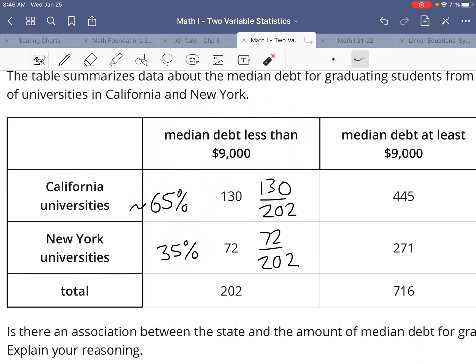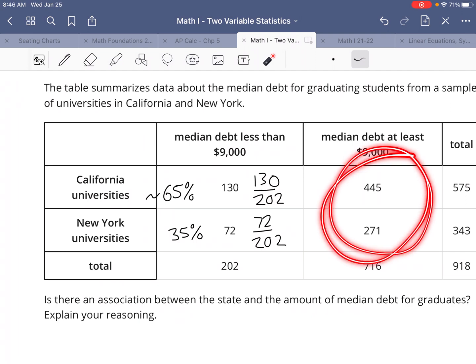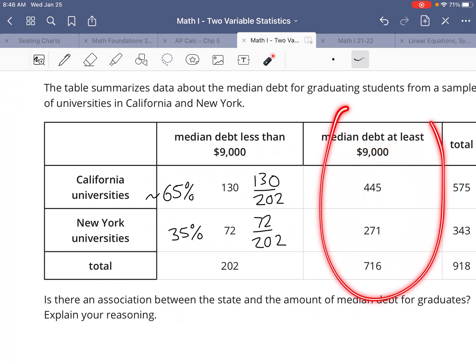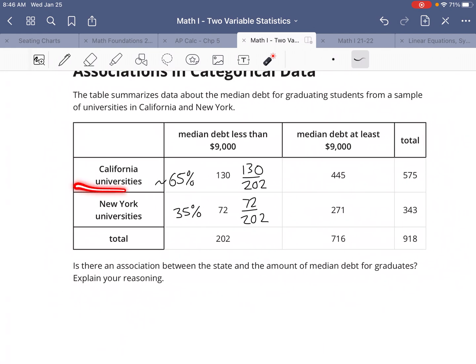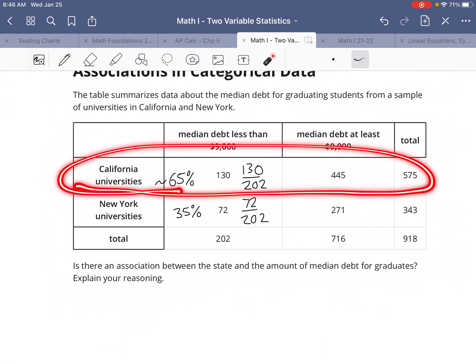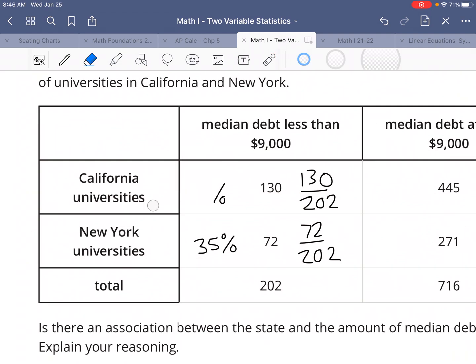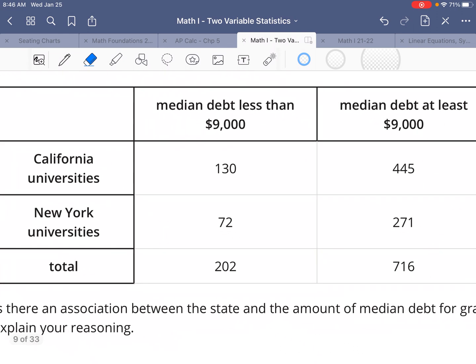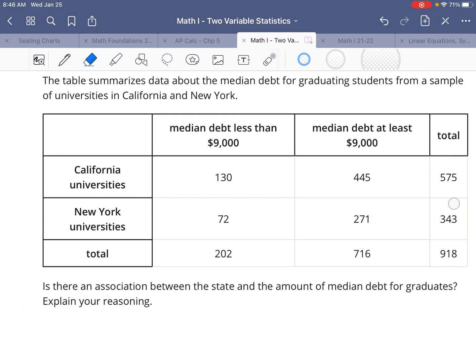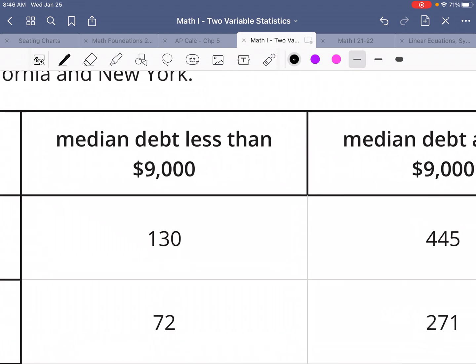What I would suggest then is do the same thing over here. Calculate for this column these percentages here. Or you know what else you could do actually? You could do a row where you look at just California universities or just New York universities. And the way that we could do that, let's see, our total for California students is 575. So if I was doing a row frequency table, I would take 130 divided by 575.